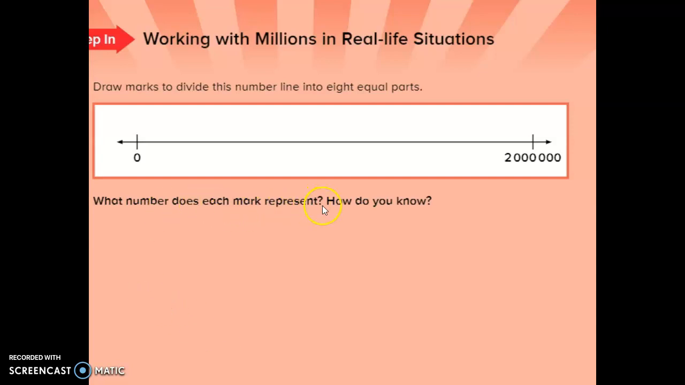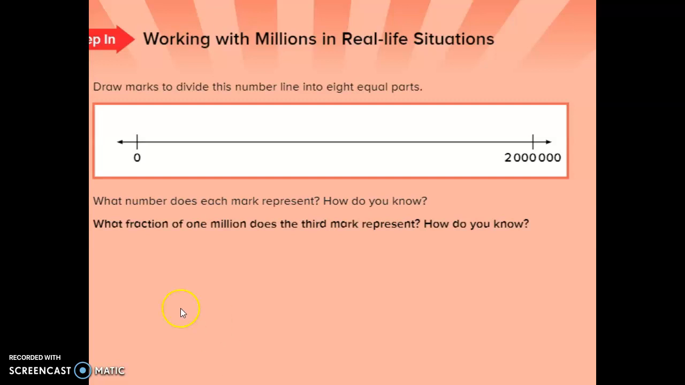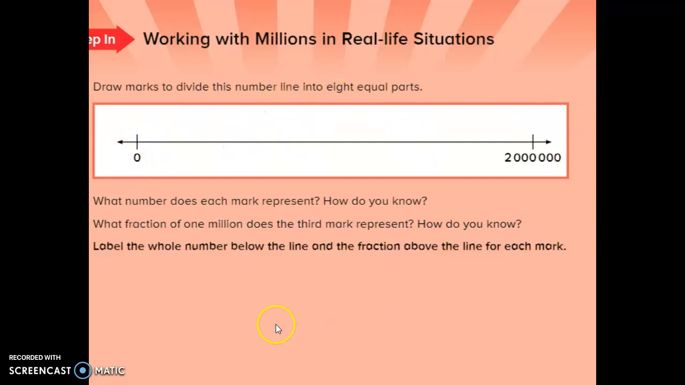What number does each mark represent, and how do you know? Well, we know that. We've just worked that out. What fraction of 1 million does the third mark represent? Can you say it out loud now, please? The third mark represents 3 out of 8. How do you know? Well, because we broke it into 8 parts, didn't we? And that was at our third, that was a third of it. Label the whole number below the line and the fraction above the line for each mark if you haven't already done so.